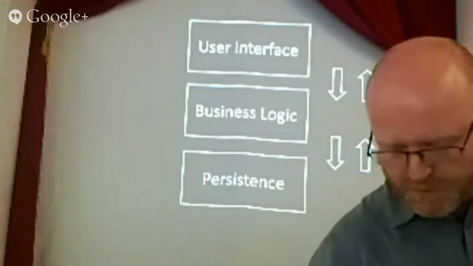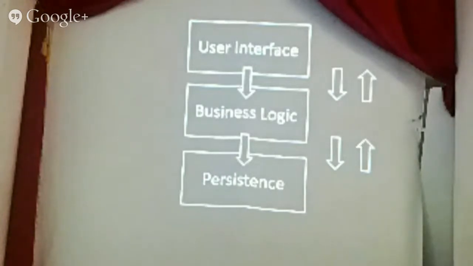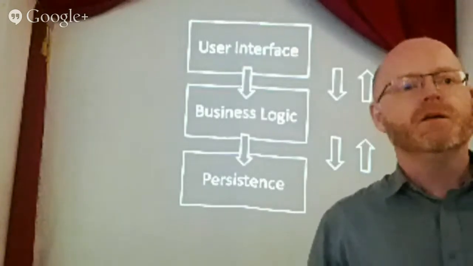And unsurprisingly, the order of dependency is going down. So your user interface needs to know about your business logic. Your business logic needs to know about persistence. It tends to be this emphasis on persistence.